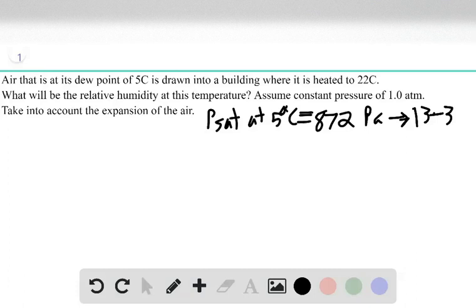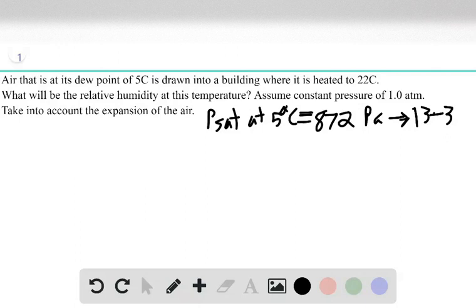Hey everyone, this is question number 66 from chapter 13. So this problem is about air that has a dew point, a saturation point of 5 degrees Celsius, is drawn into a building where it is heated to 22 degrees Celsius. What will be the relative humidity at this temperature?